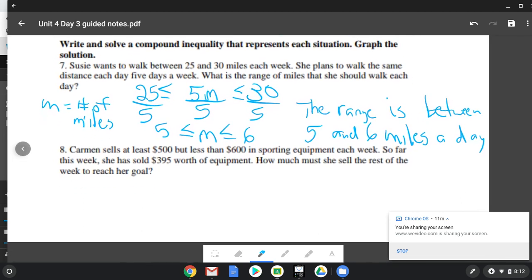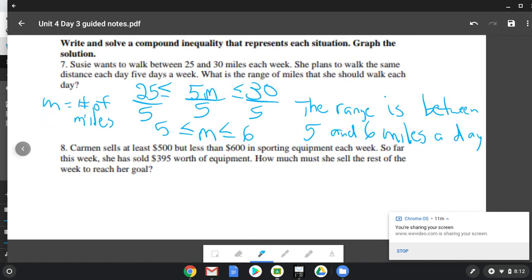So that would be number 7. And then number 8, it says Carmen sells at least $500, but less than $600 in sporting equipment each week. So far this week, she has sold $395 worth of equipment. How much should she sell the rest of the week to reach her goal? All right, so she needs to sell at least $500. So that means greater than or equal to 500, less than $600. Looks like that so far, right?